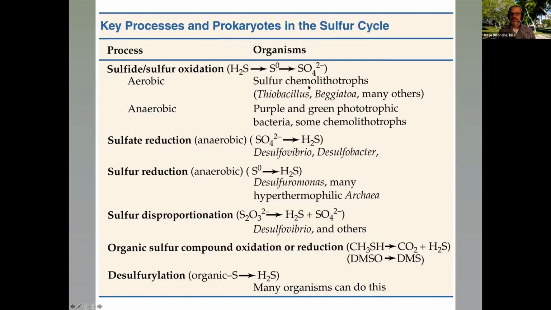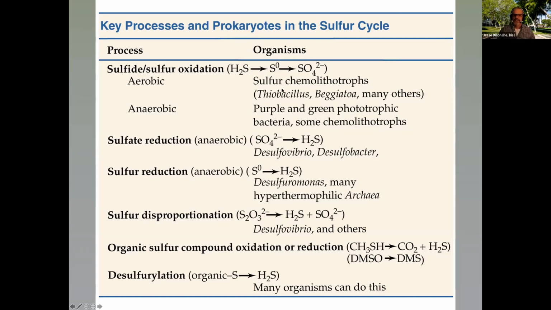So we've got sulfur chemolithotrophs. These are going to oxidize hydrogen sulfide to elemental sulfur and then sulfate. Okay, this is an aerobic process. There's also anaerobic photosynthetic organisms. These are chemosynthetic, but anaerobic phototrophs, like the single photosystem types we learned about in the metabolism lecture, purple phototrophs, green sulfur phototrophs, things like that.